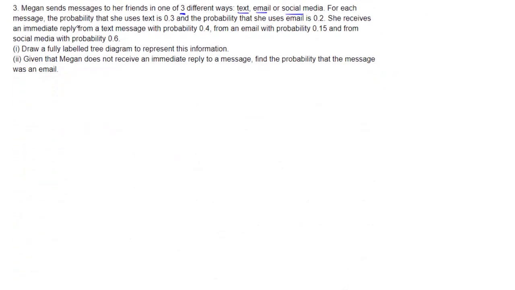So Megan sends a message to her friends and she uses 3 different methods: text, email, and social media. For each message, the probability that she uses a text is 0.3 and the probability that she uses email is 0.2. So we can determine that the probability she uses social media, I'm going to use M, is going to be 0.5, and those are her only options. And now the probability of getting a reply when she sends a text is 0.4, and the probability she gets a reply given that it was an email is 0.15. And then the probability that she gets a response when it's social media is 0.6.